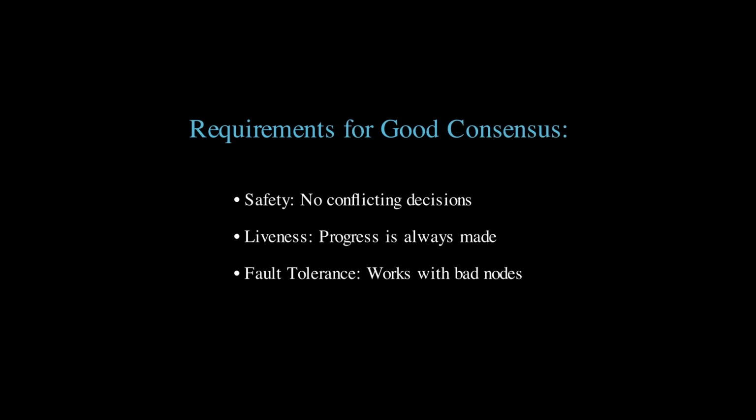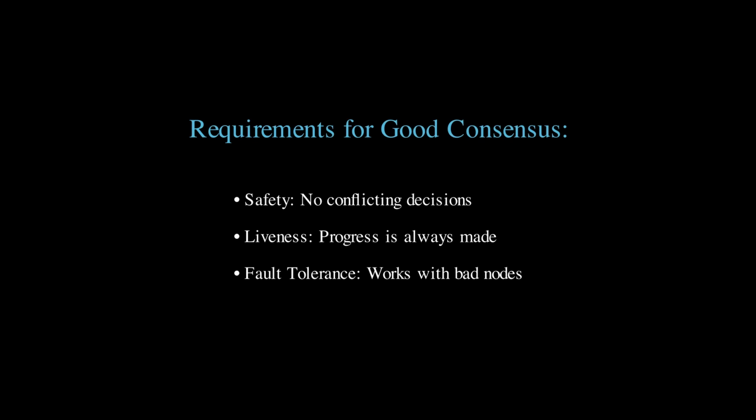You can't have Alice's payment both succeed and fail at the same time. The system must be consistent. Everyone agrees on what happened. Second, liveness. Progress is always made. The system can't get stuck in endless debate or deadlock. Even when things go wrong, the network has to keep processing transactions. And third, fault tolerance. Works with bad nodes. The system must function even when some nodes are offline, broken, compromised, or actively trying to attack the network.